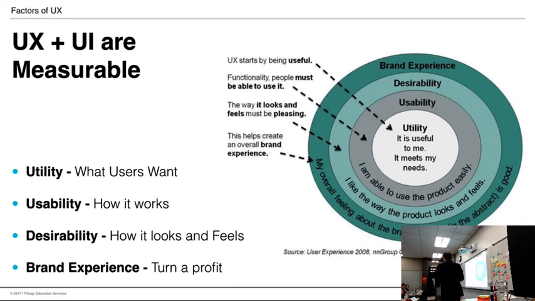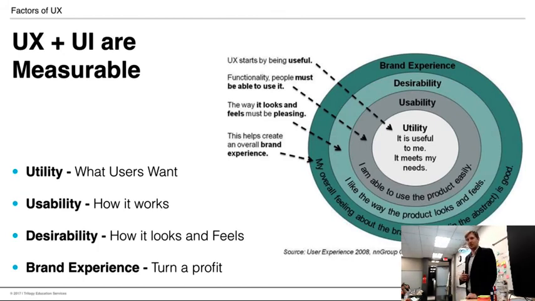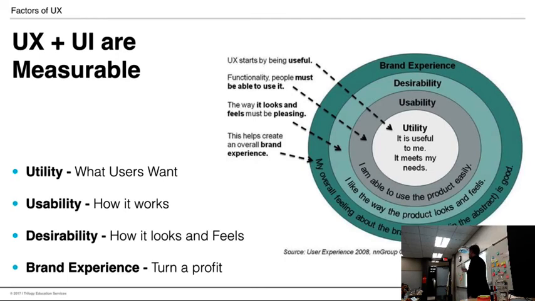The next layer is, is the product usable? It meets my needs, and I can easily get to the thing it's supposed to do. It's clear. I know what button to touch. It's communicated in a way that's meaningful. And then there's, it looks nice. It's designed well. The colors, the typography, the imagery, the stuff that I know how to do, all is there.